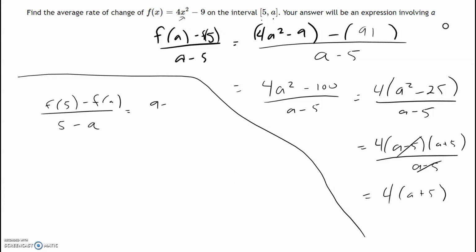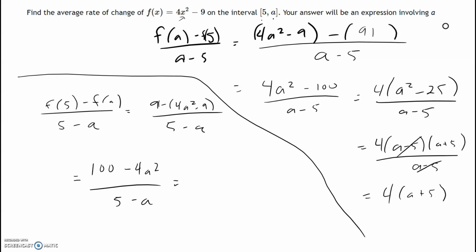That's still 91 minus 4a squared minus 9 over 5 minus a, equals 100 minus 4a squared over 5 minus a. And this one, if you do it this way, it's a little bit harder to see the simplification. But you can still factor this. You can factor a 4 out, and you get 25 minus a squared over 5 minus a.